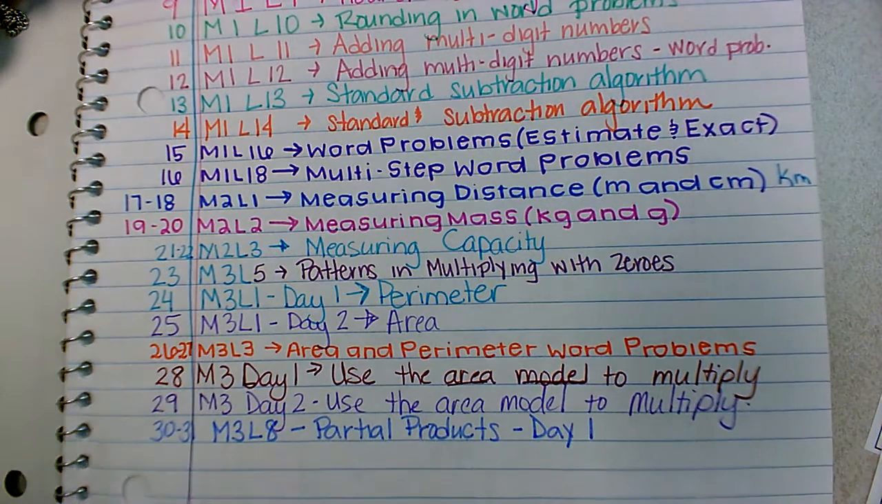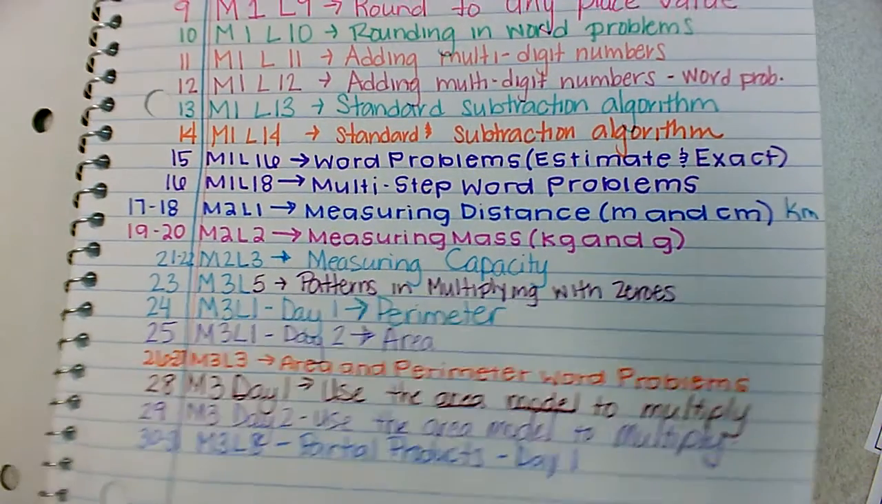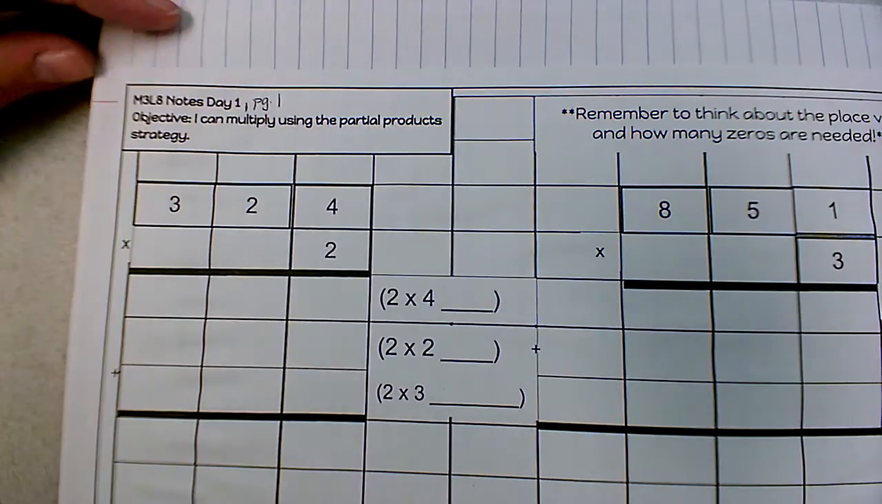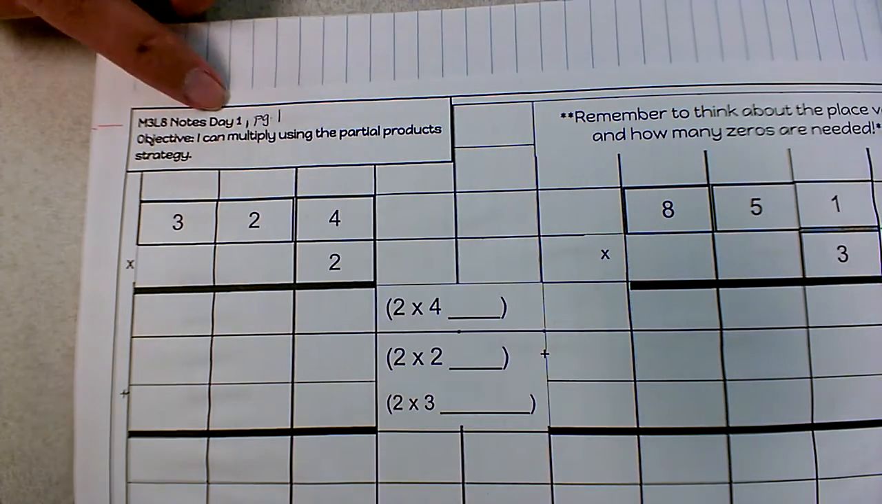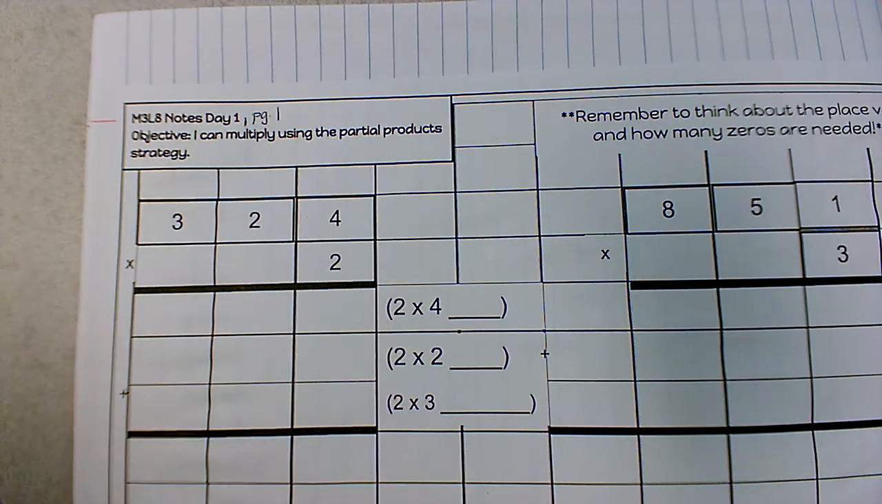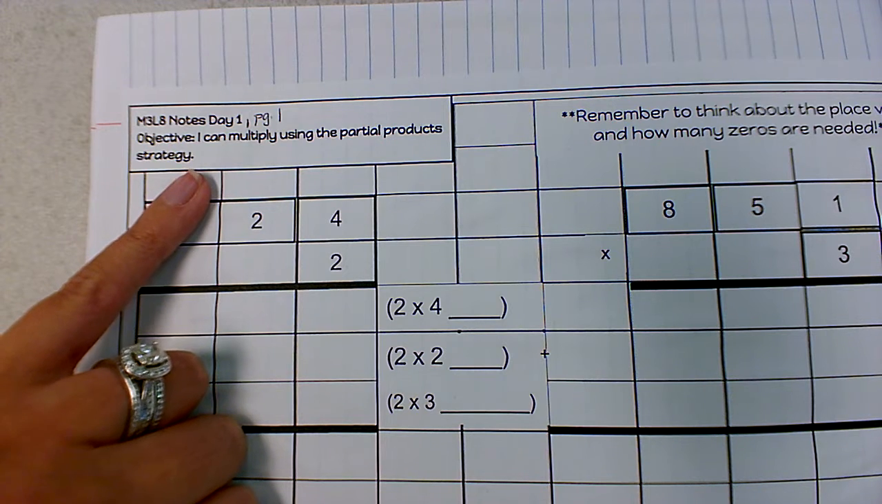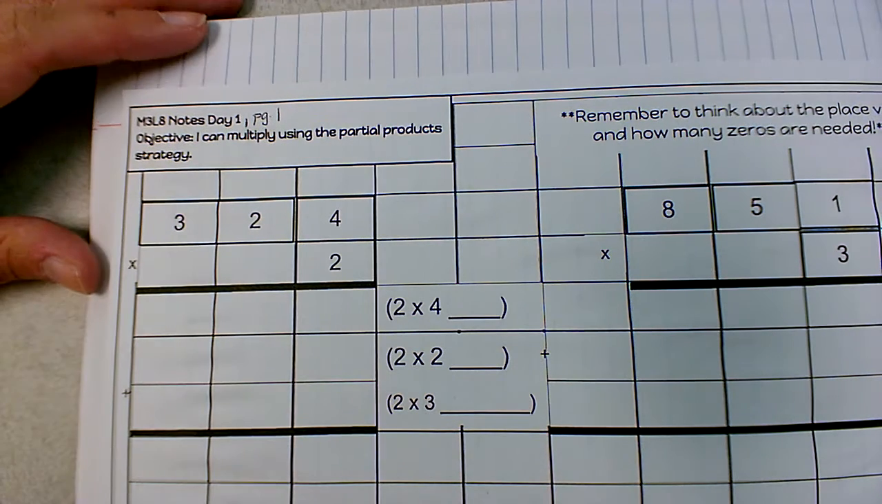So when you get your table of contents, remember you can pause anytime. Go ahead and flip back to your note pages. And I am on page 30 in mine. So you will notice we are on M3L8 notes, day 1, page 1. Remember we made 2 pages for today. And our objective says I can multiply using the partial products strategy.